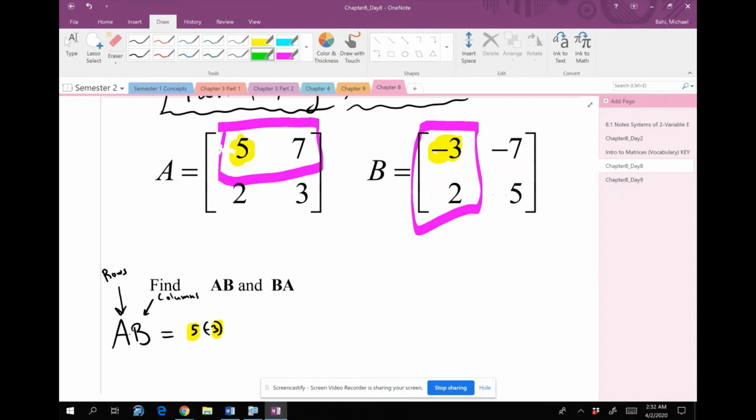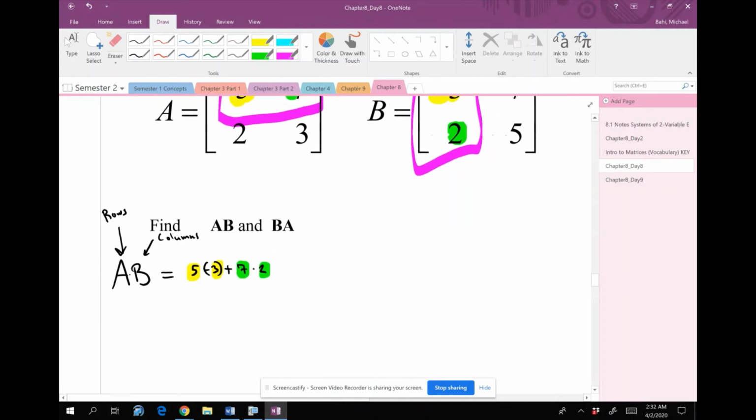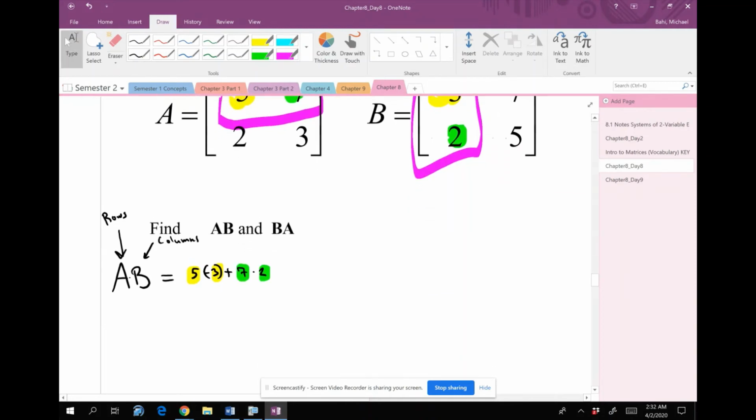Now I'm going to pick a different color, and let's look at the second numbers of these highlighted parts. So I have 7 times 2. Now we're going to add these two numbers. So 5 times -3 is -15, plus 14, that's going to be -1.